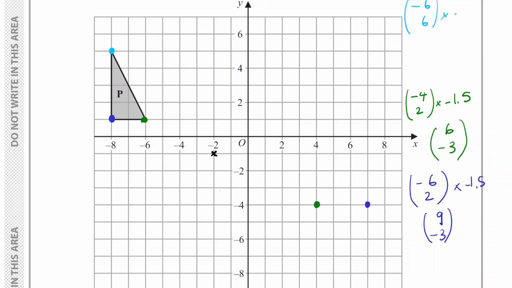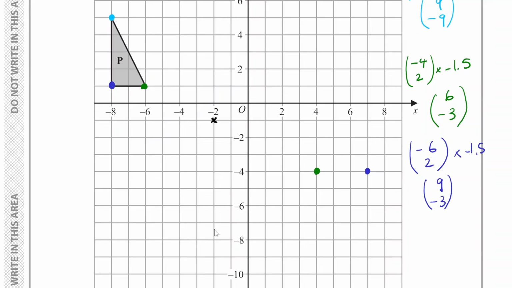Times it by minus 1.5. That gets us to 9, negative 9. So 9 right and then 9 down. So 9 to the right and then 9 down will get us down to that point. I'm going to join them up.